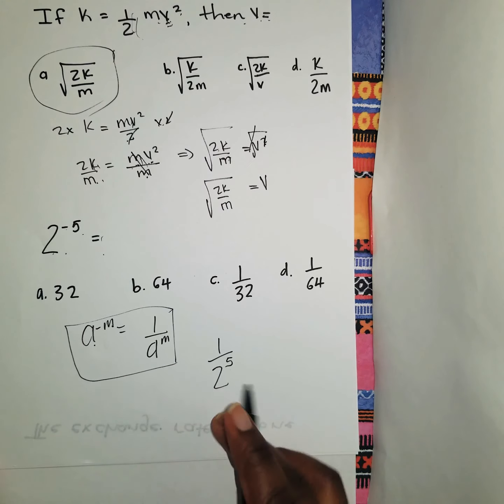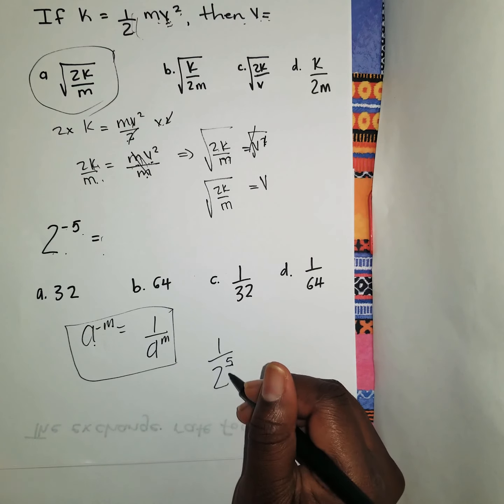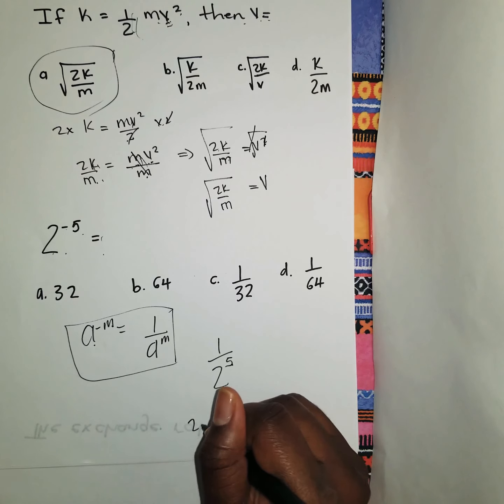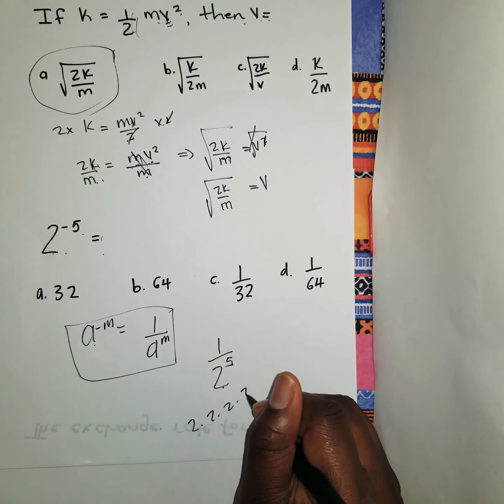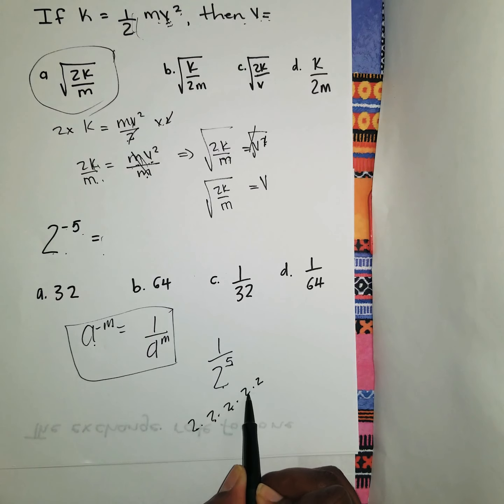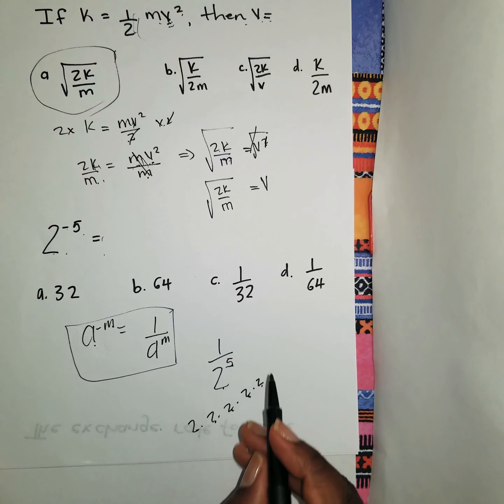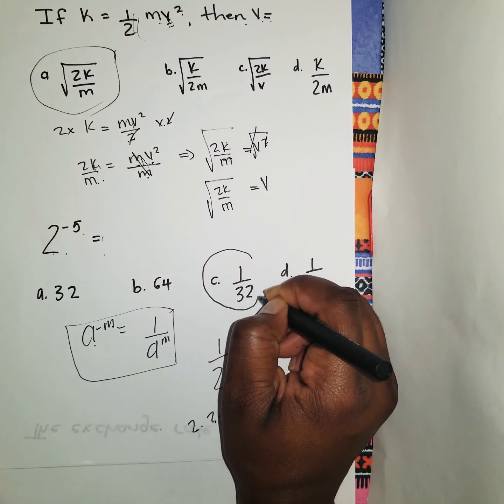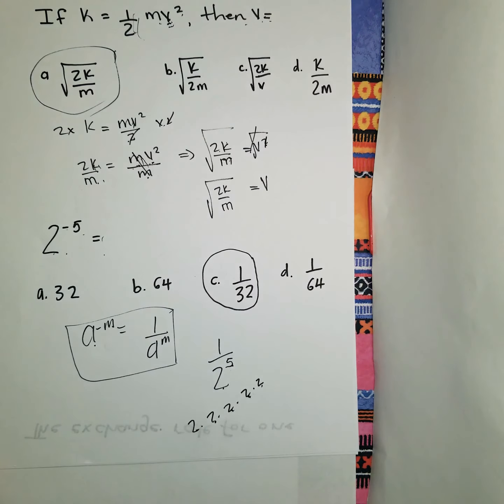This can be reduced. The power tells you the amount of times you multiply the base. So it is 2 times 2 times 2 times 2 times 2, 5 times. So 2 times 2 is 4, 4 times 2 is 8, 8 times 2 is 16, 16 times 2 is 32. So it's 1 over 32 to be our solution.